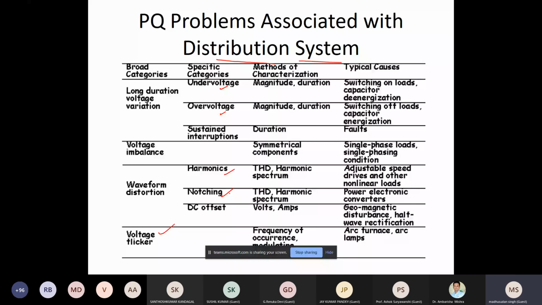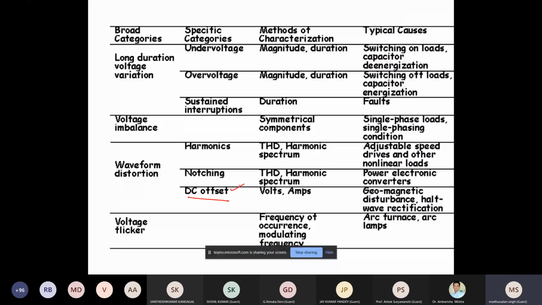DC offset has now become another problem. In your AC, there are some DC components. Voltage unbalance is another major problem. You have a three-phase, four-wire system, and we are unable to ensure equal loading on phases. That's why the voltage in one phase is different, the other phase is different, and that leads to symmetrical components and all those issues. So unbalanced voltage is another major issue.